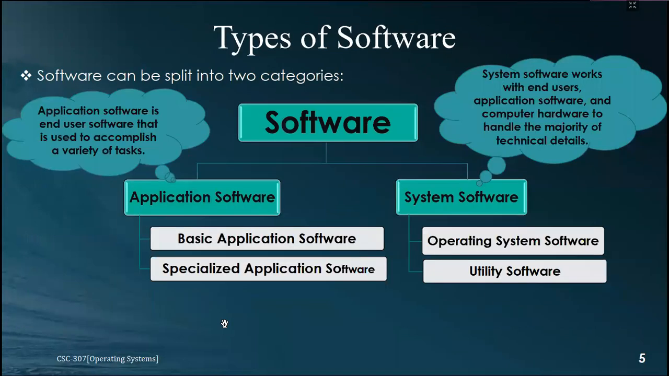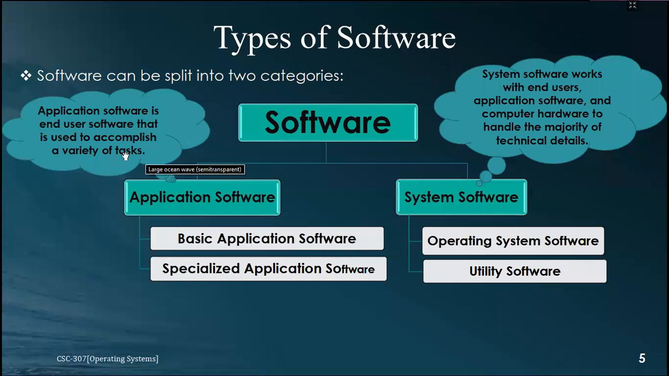So now, what are the types of software? A computer has 2 types of software: application software and system software. What is application software? Application software is end user software that is used to accomplish a variety of tasks. That task can be an official task, it can be for business purposes, or it can be related to your education, for example if you want to submit an assignment.